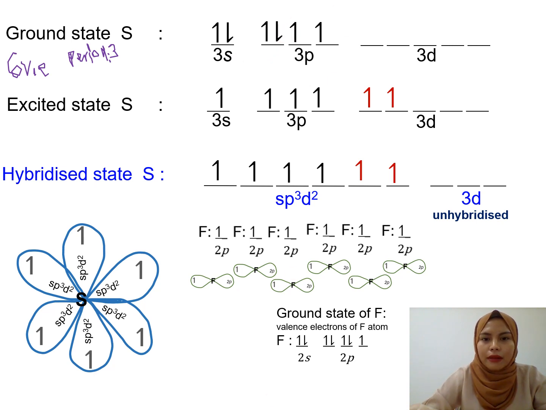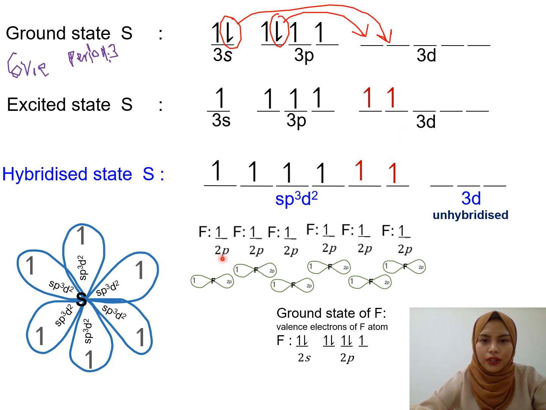Okay, so I'm exciting one of the electron here kepada empty orbital 3D and another electron here kepada empty orbital 3D. Okay. So now the excited state of S, I will get 6 single elektron, di mana 1 single elektron di 3S, 3 single elektron di 3P dan 2 single elektron di 3D yang available untuk buat bond bersama, sigma bond bersama single elektron di valence elektron fluorine.